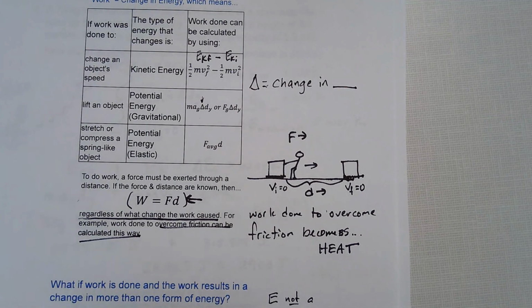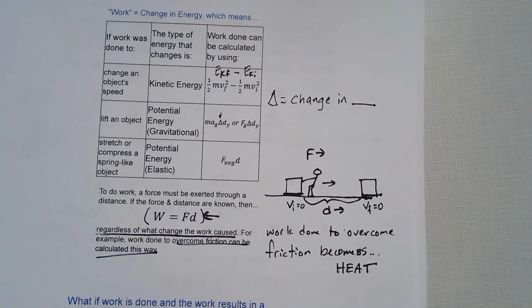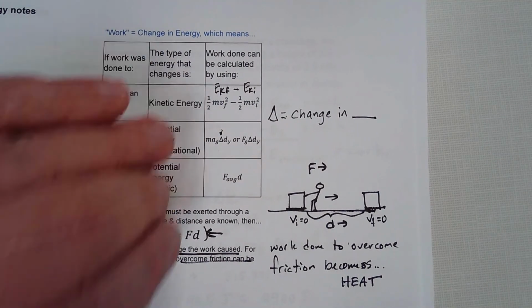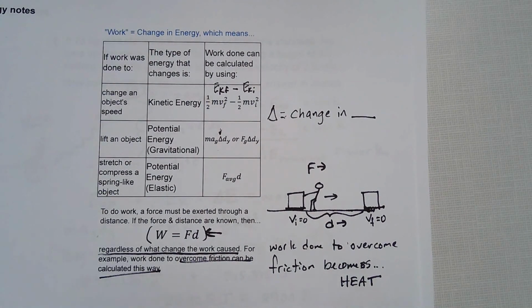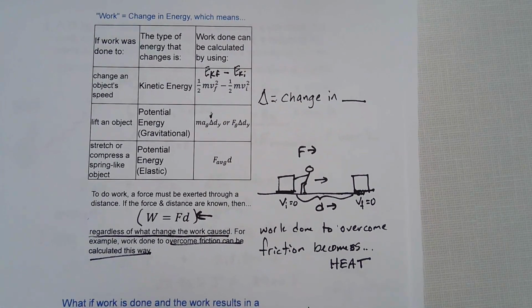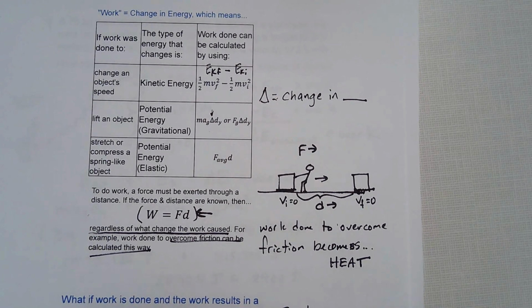So be careful. Every once in a while, you're going to see a situation where work was done, but the work doesn't end up turning into one of these useful forms of mechanical energy. And in those cases, watch that red flag and think about whether or not maybe some work was being done to overcome friction. And in that case, that's where the F times d went. All right, you're ready to try some problems about work, a change in energy.